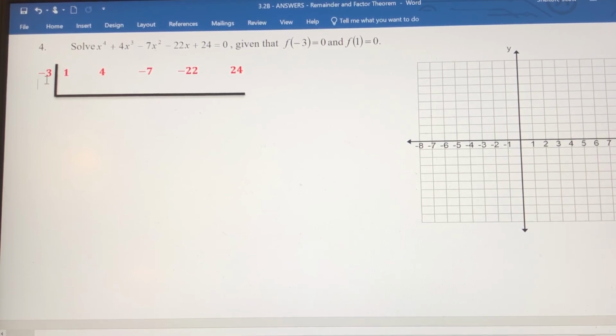I chose to start with -3. It doesn't matter, the process works the same way regardless of which one you choose. So let's do the synthetic division again.